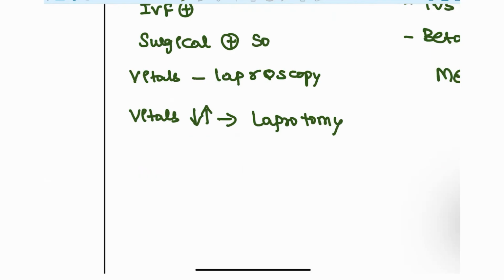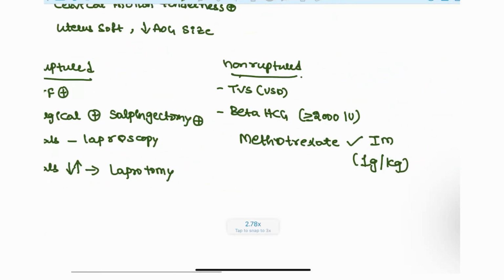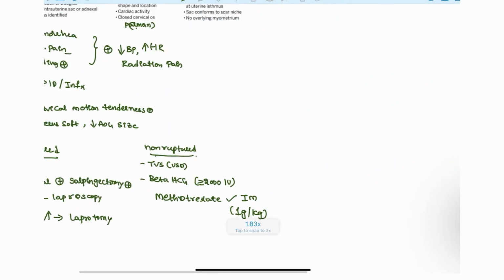Salpingectomy is the only protocol we are using nowadays. Previously there was salpingotomy, but now it is only salpingectomy as the protocol for patients with ruptured ectopic pregnancy. Next, moving on to the MTP, guys.